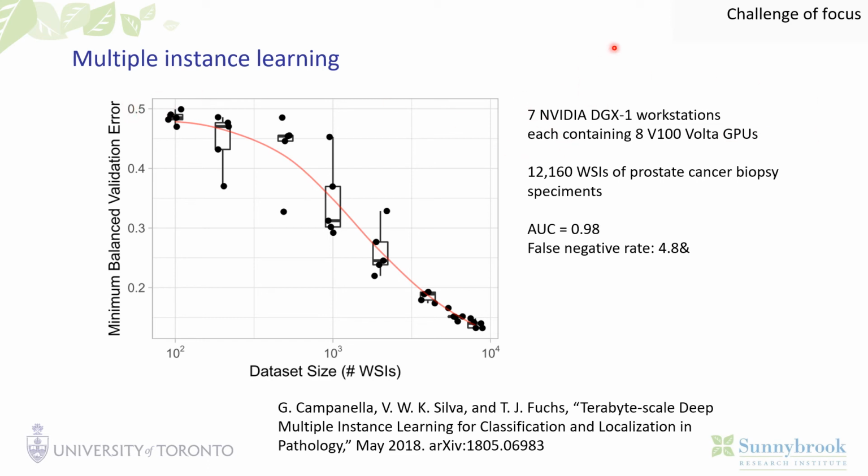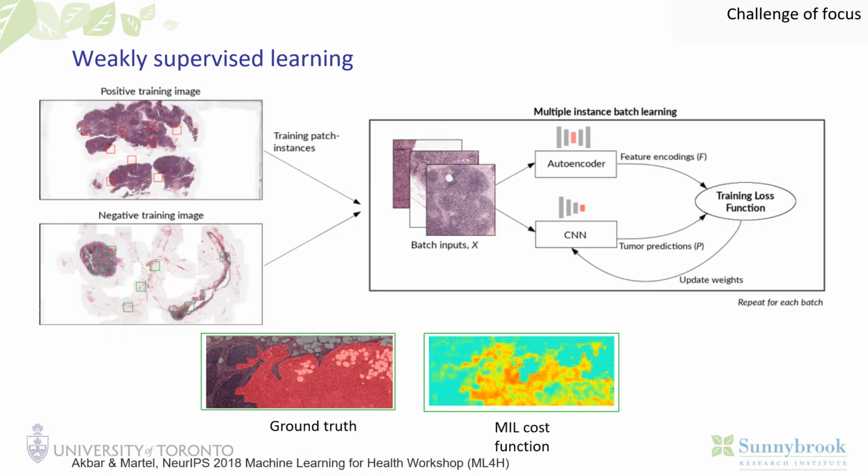These people had 7 NVIDIA DGX1 workstations and 12,000 pathology slides for prostate biopsies. So this is not something that's very easy to reproduce for most of us in our lab. So we need to be a little bit more intelligent about how we actually try and go about multiple instances. So this is an example of weakly supervised learning, where we're going to try and use the slide level labels to actually train a segmentation algorithm.